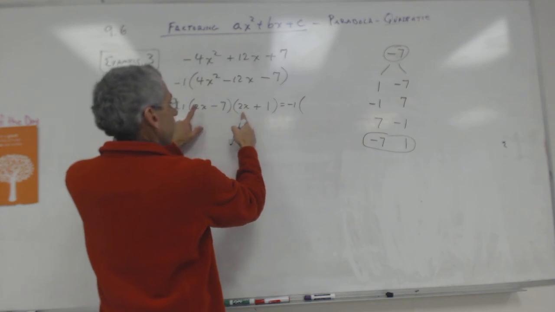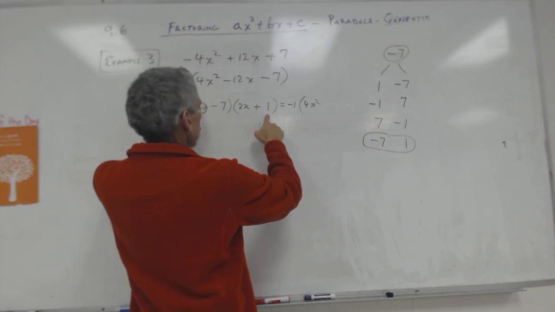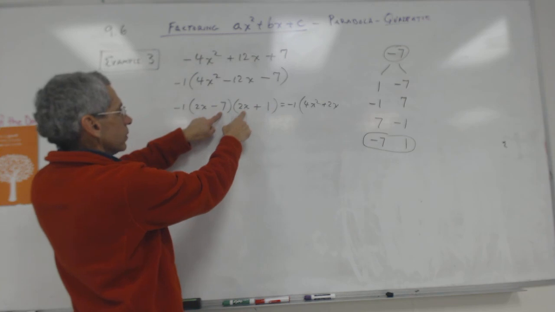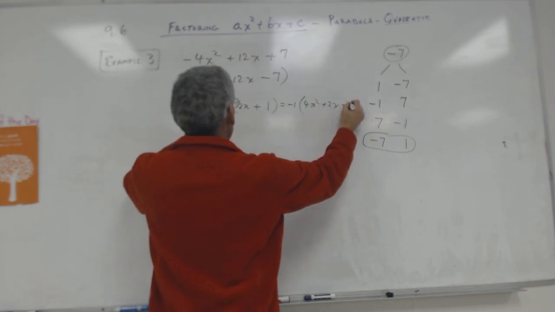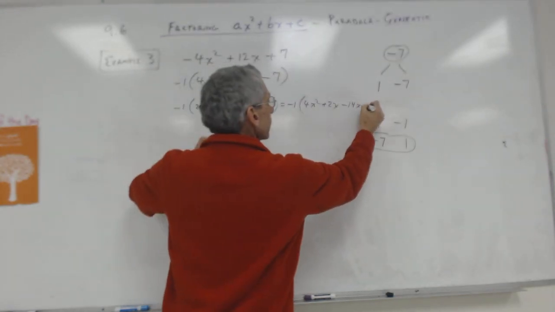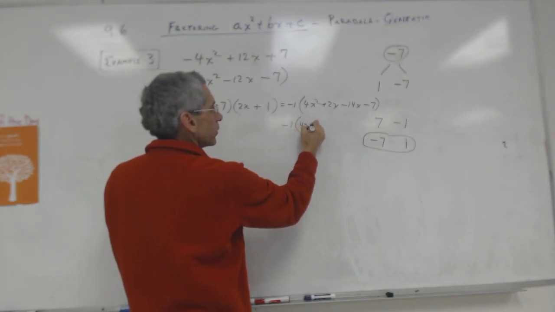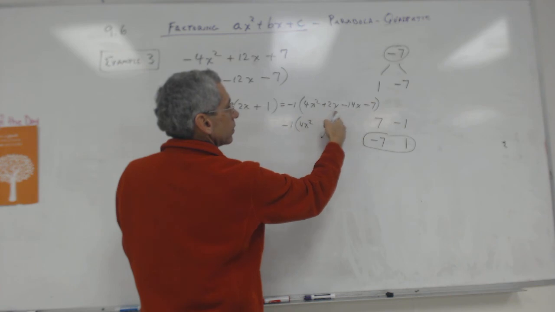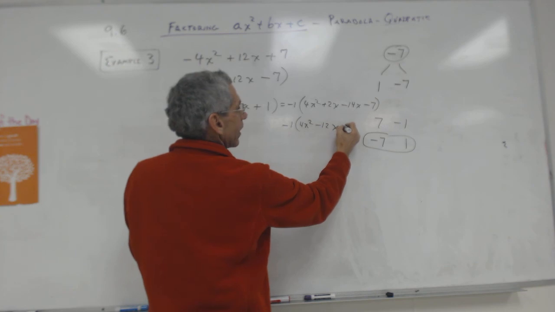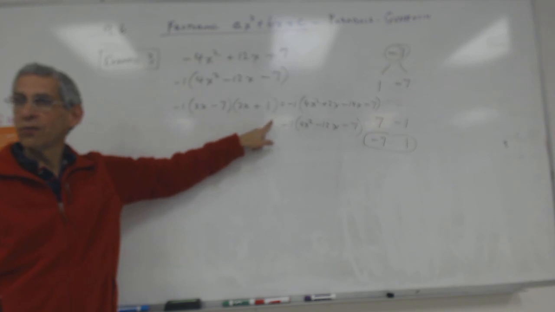Negative 1, parentheses, we got 4x squared. 2x plus 1 times 2x is 2x. 2x times negative 7 is negative 14x. And then what do we have? Negative 7. What does that add up to? So that's 4x squared, negative 12x, negative 7. We did it. So that was the answer. That was the factored form.